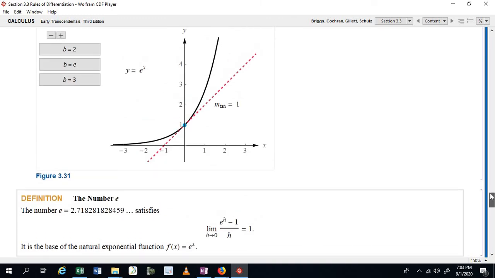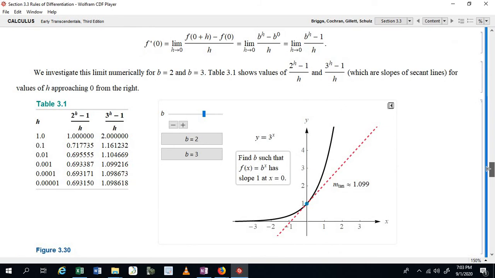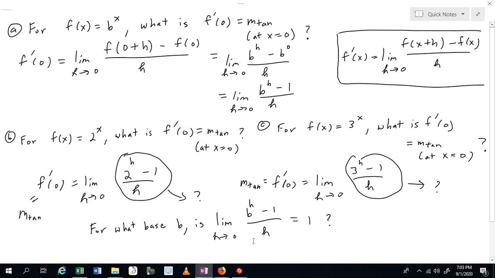Okay, so that is where e comes from. e is the number, is the base that would make this limit right here equal 1. We need b to equal that number e that we can't write down exactly because it's irrational. So we call it e. But it's somewhere between 2 and 3, right? It's 2.71 something. Okay, so that's where e comes from.